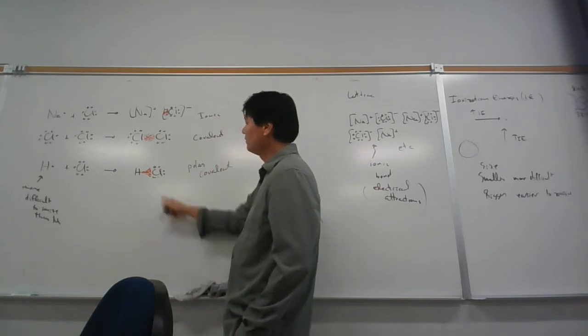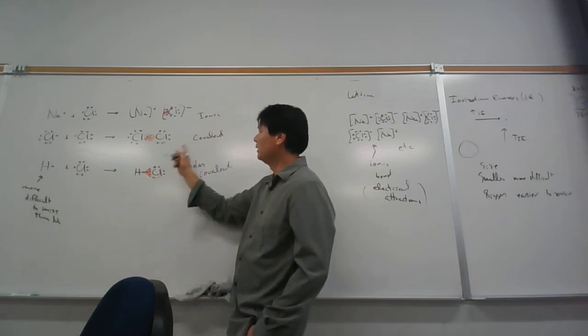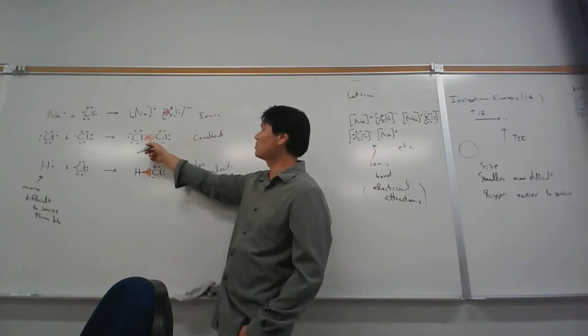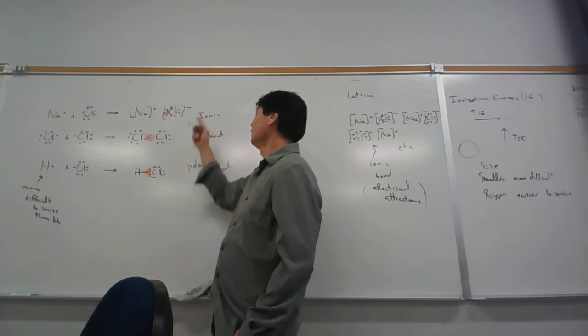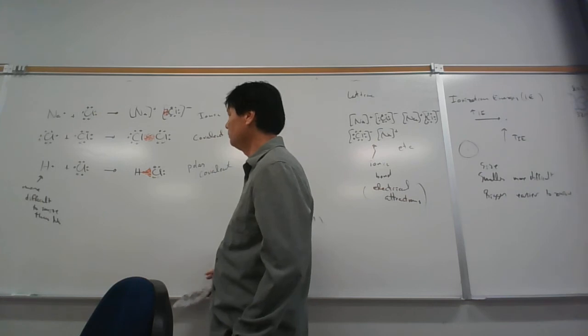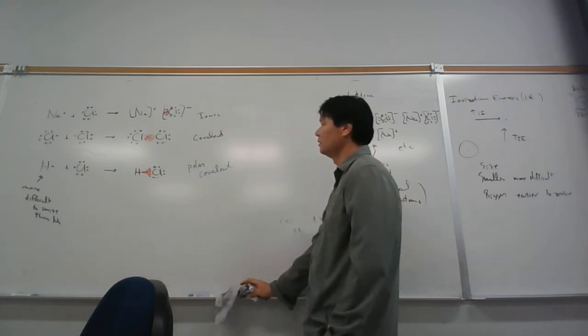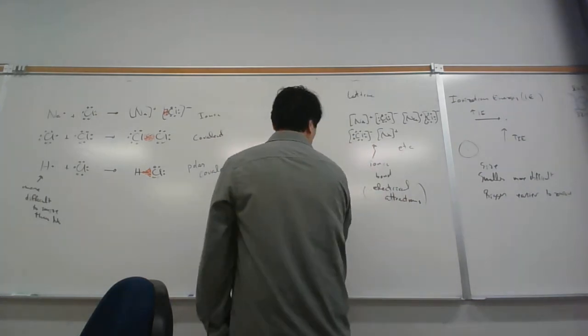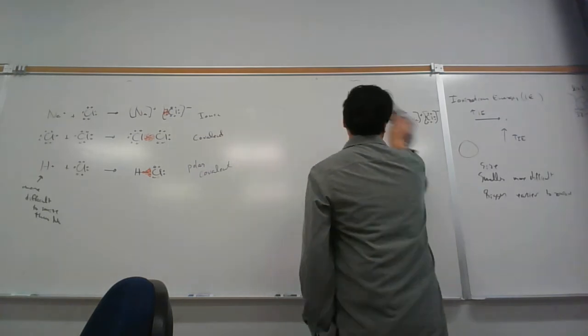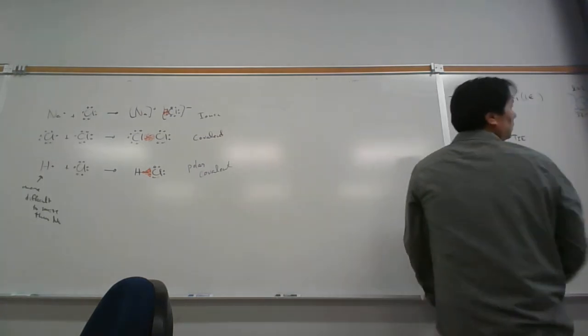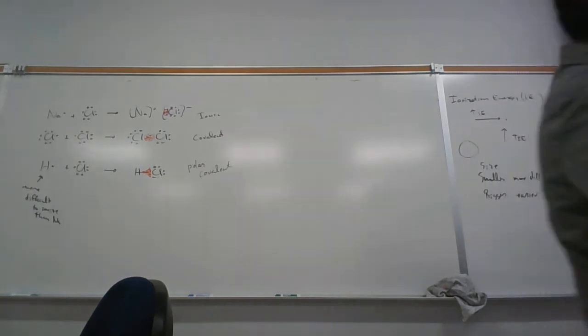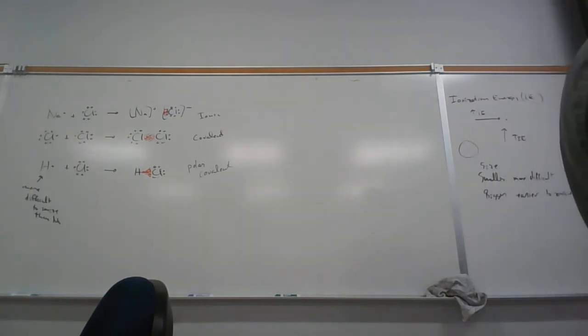Polar covalent, we're going to have an asymmetric electron cloud. In purely covalent, we have the symmetrical electron cloud. In ionic, it's completely lopsided. It's totally asymmetric there. And so that's what they're talking about, polar and non-polar covalent bonds.